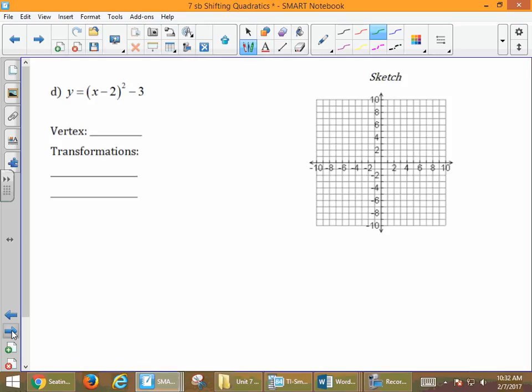So let's do this last example. So what is our vertex? 2, -3. Good job, Tristan. And then what would the transformations be that's happening to this quadratic? Down 3, -2. Down 3. And then right 2. And so because we have -2 on the inside of the function, inside the square, we're moving to the right by 2. Because we have -3 on the outside of the function, we're moving down by 3.